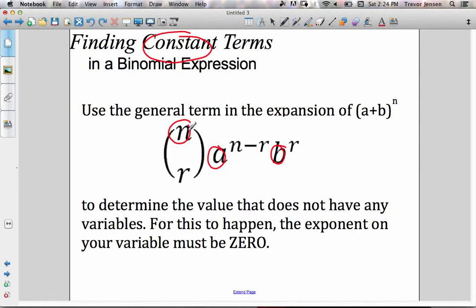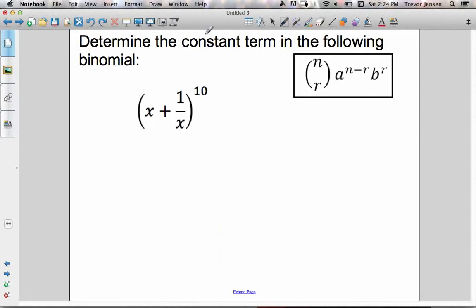So we're going to have to figure out, is there any way we could plug in a value for r that would make the variable disappear? Is there any way we could plug in a value for r which would make the exponent on the variable be 0? That's the only way we can make the variable disappear. So let's figure that out. Determine the constant term in the following binomial. So here's my binomial, a, b, n.